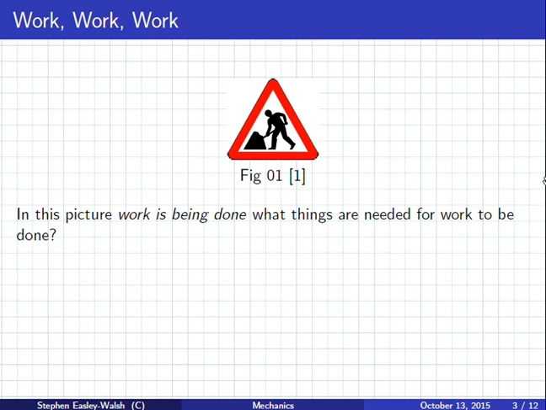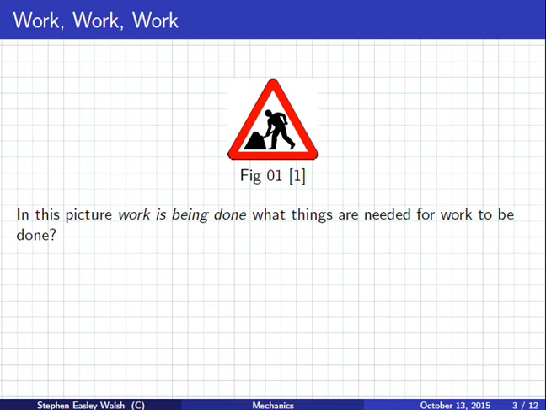What things do you need so that you can say he's doing work? What things does he have? What I mean is, for example, I don't want to give you too much information. What does he have in the picture? What can you know about him? There's a force. Yeah. So firstly, there's a force. What else is happening here?